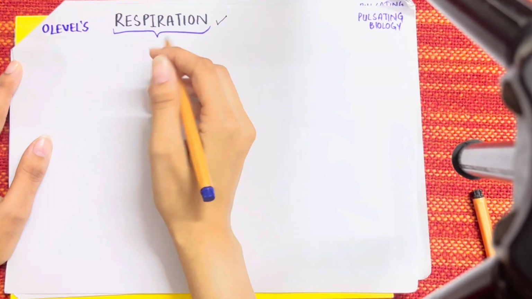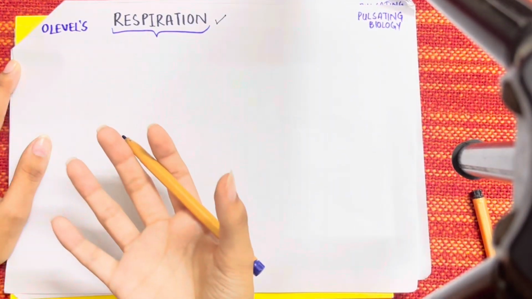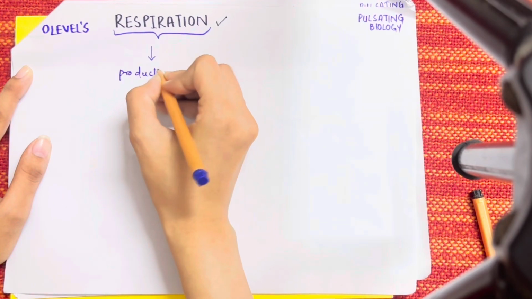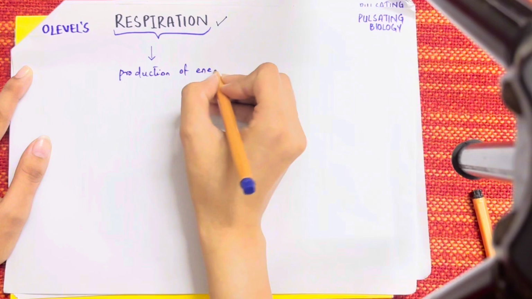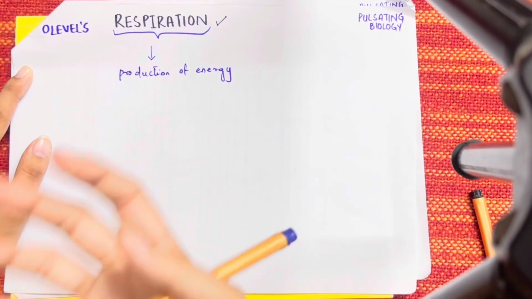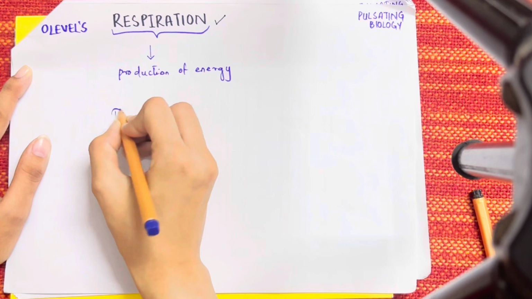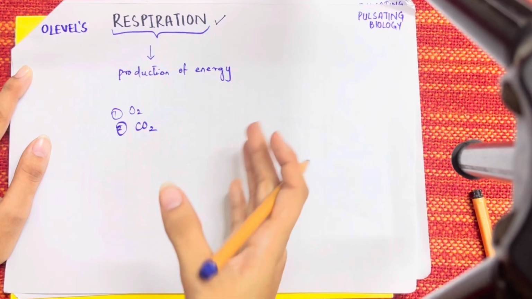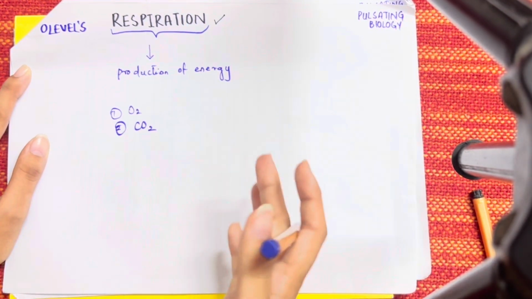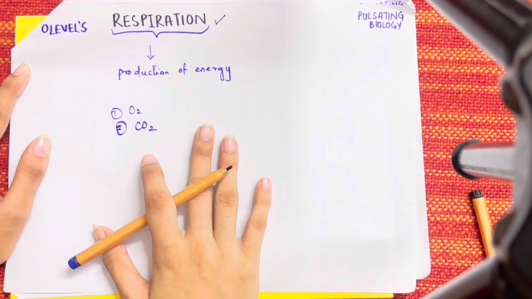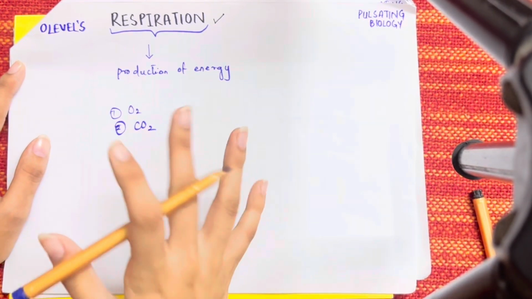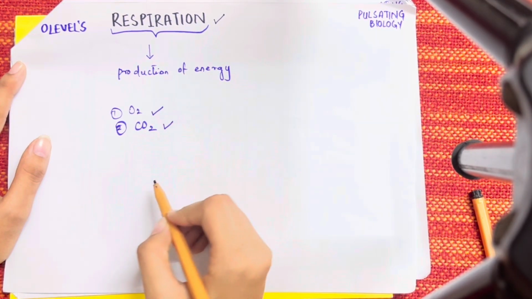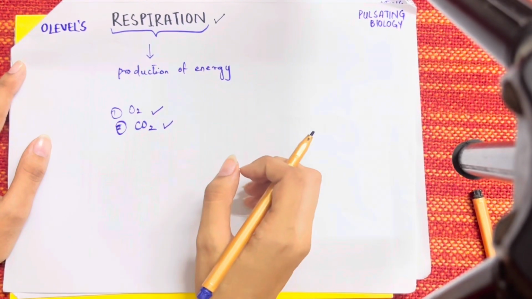When we talk about respiration, it is basically a process in living organisms that involves the production of energy. This is taking place by two processes. One is the intake of oxygen, and two is the release of carbon dioxide from the oxidation of complex organic substances. So to sum up the definition, respiration is a process in living organisms that involves the production of energy, typically with the intake of oxygen and releasing of carbon dioxide from the oxidation of complex organic substances.